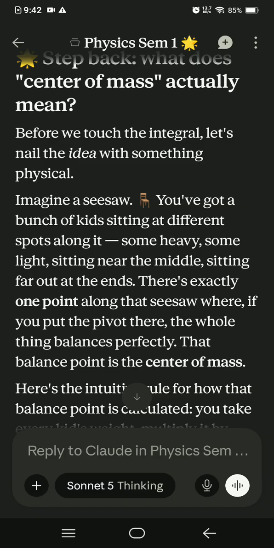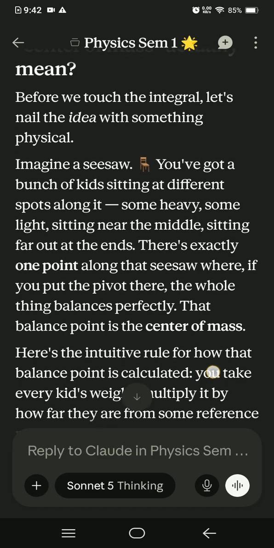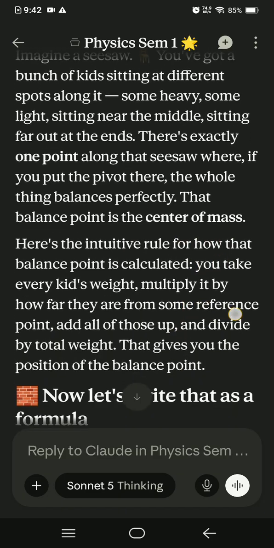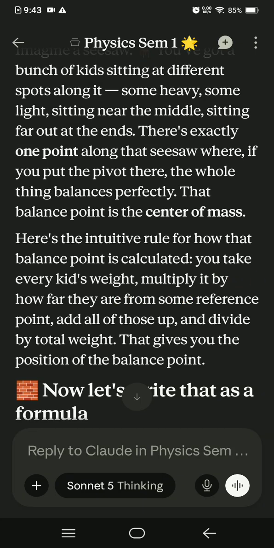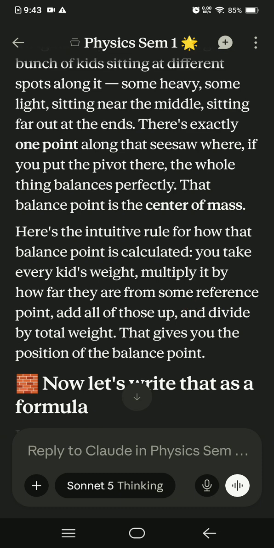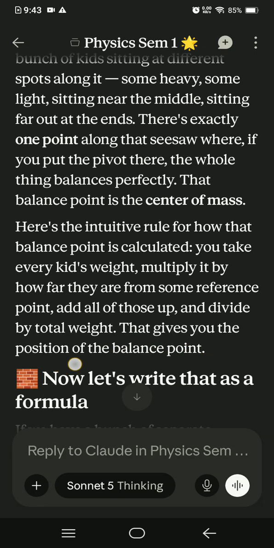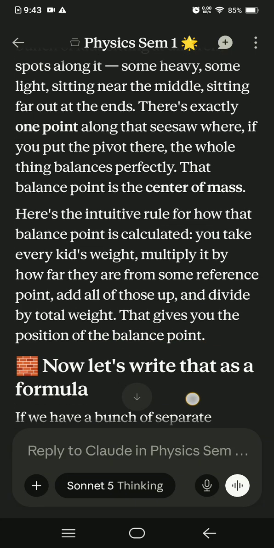Where you have a bunch of kids sitting at different spots along it. Some heavy, some light. So you can read this. Here's the intuitive rule for how that balance point is calculated. You take every kid's weight multiplied by how far they are from some reference point, add all of those up and divide by total weight. That gives you the position of the balance point.